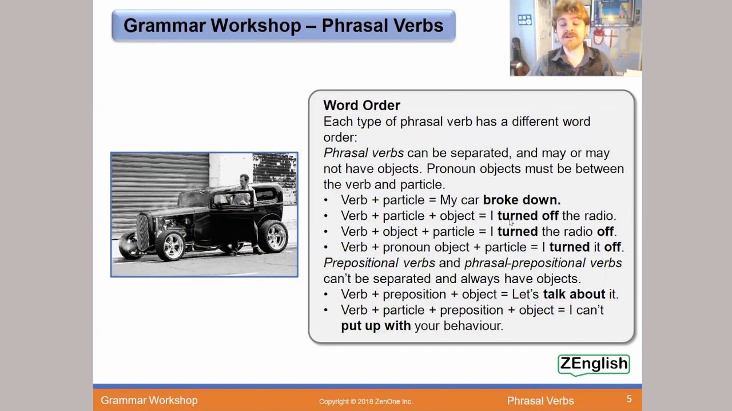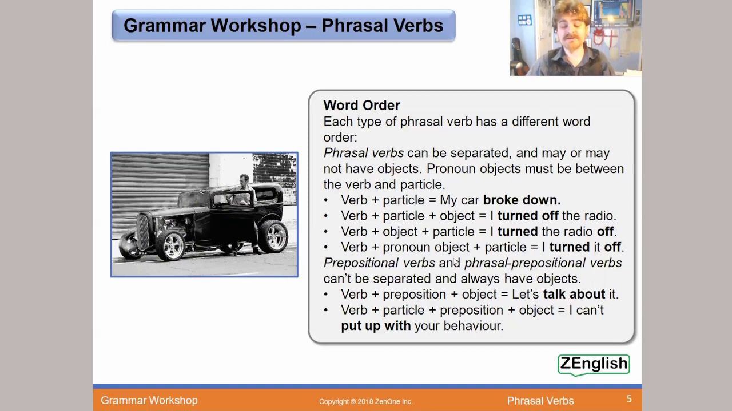But you could say I turned off the radio. I switched on the radio. I turned it off. I switched it off. Okay, and whenever we use a pronoun, remember we must split those and put it in the middle.